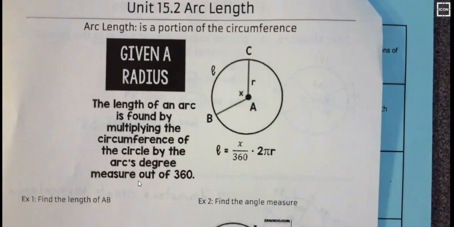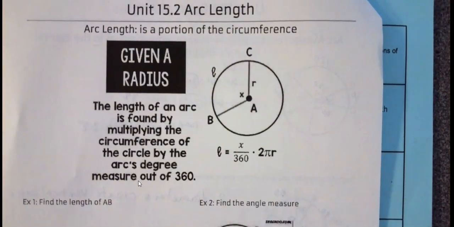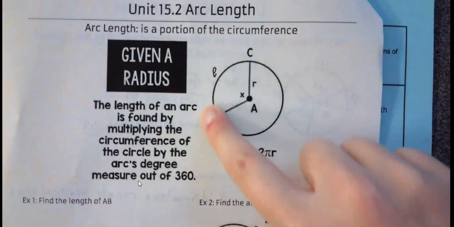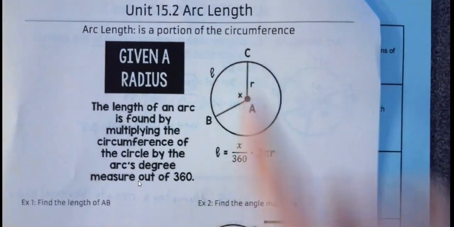All right, we're on page 2 of the notes. We're going to talk about arc length today. So we talked about arc measure last time, which is measured out of 360 degrees. Arc length would be like if you take a tape measure and figure out how many inches it is from C to B.